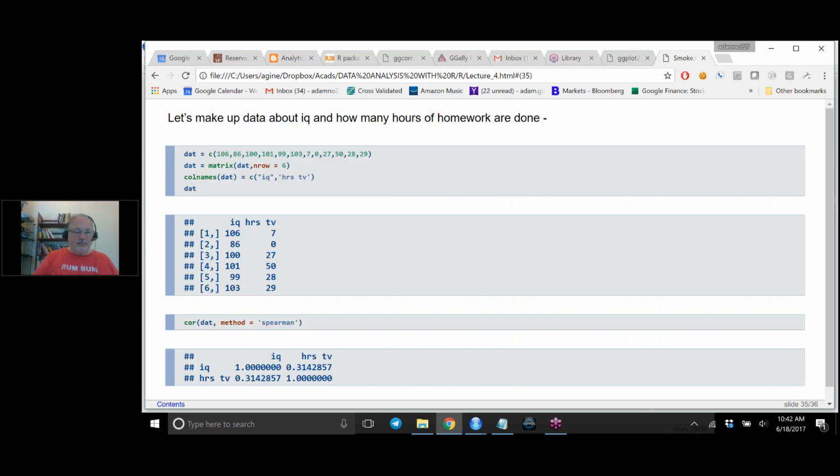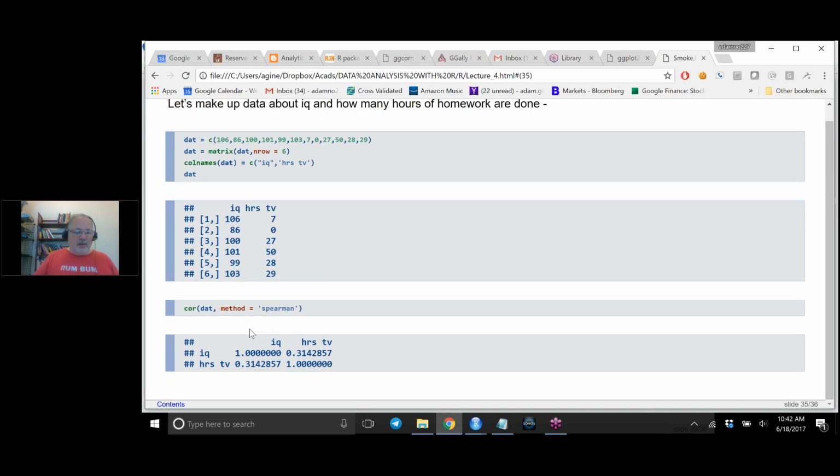So this is sort of like the chi-squared of correlation. I have this data set, which is basically from Wikipedia, of the relationship between IQ and how many hours of TV watched. The way you would do this is you'd say correlate data, so this is this data set, and method equals Spearman. You do that, and it'll just compute that. So it shows that there's not a very strong correlation between IQ and number of hours of TV watched.